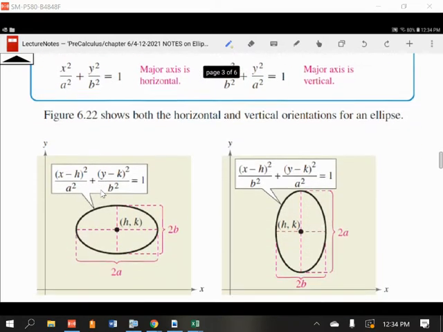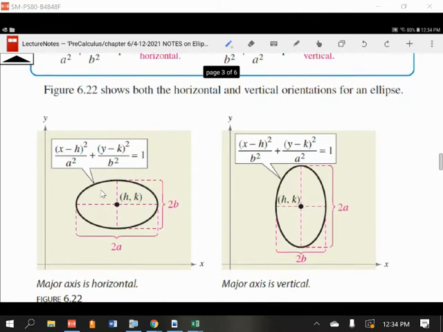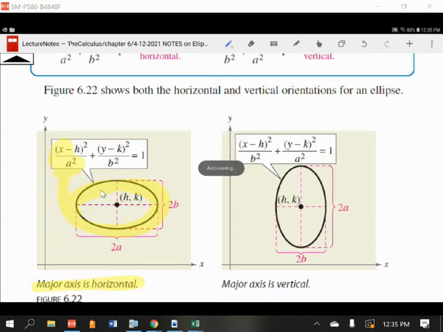So you can see it here. Remember, a is always bigger than b. If a is with x, then the major axis is horizontal and the ellipse is long ways horizontally. If the a number is with y, like it is in the second graph, the major axis becomes vertical.